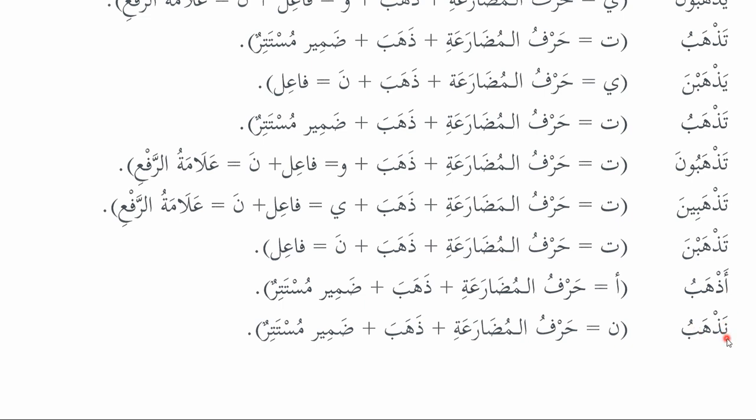نذهب, again harf mudare, the fail. Where is a damir? Hidden. تقديره, how do you know? تقديره نحن, the noon letter tells you it's نحن. Now let's see the end of the lesson.